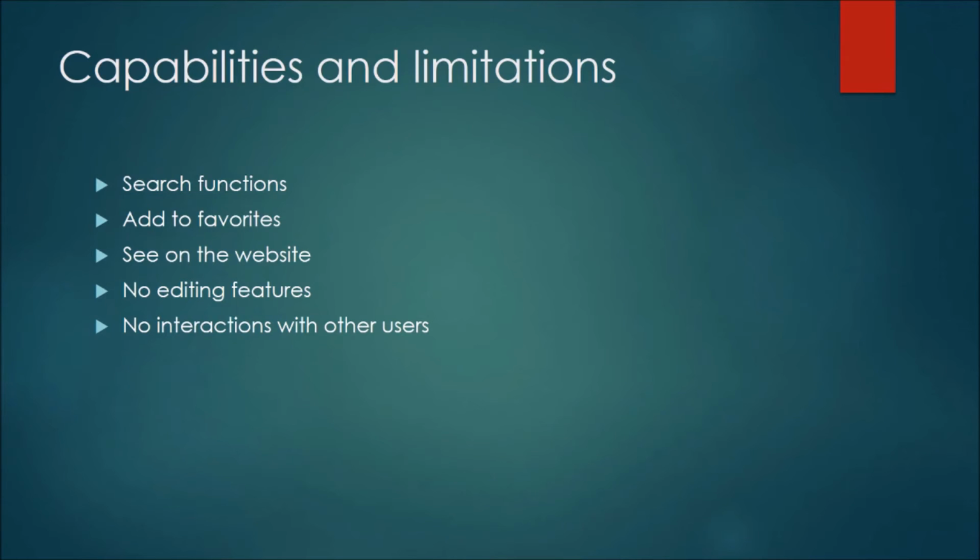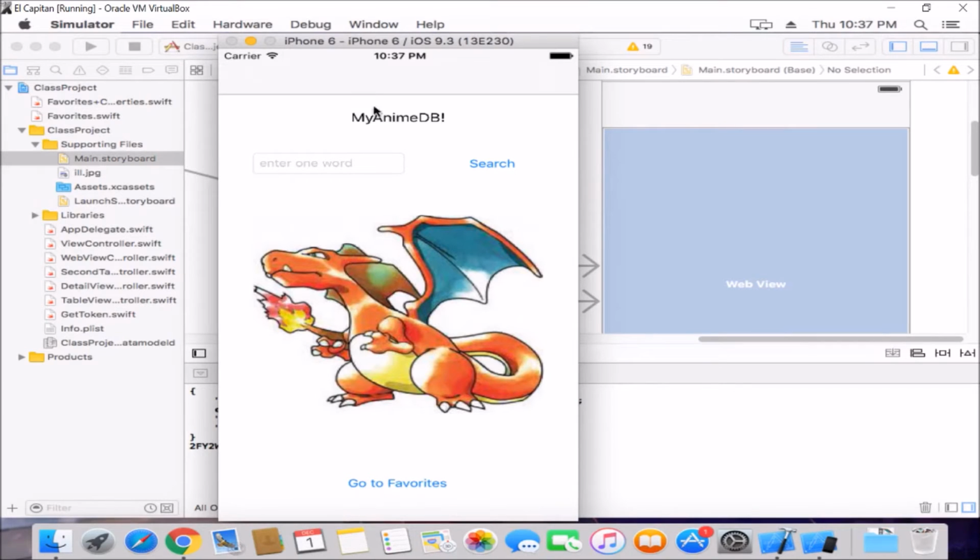So we have functionalities as an API call. We're doing that for the search functions, and when we see it on the website, we're doing a UI web view. And we have here a welcoming MyAnimeDB. We have a search bar, a search button, a little image in order to keep this app from being plain, and we have our button to go to favorites.